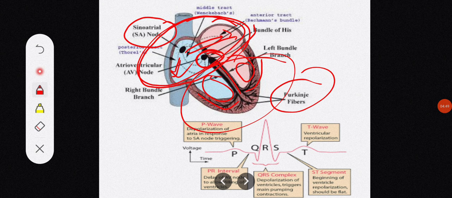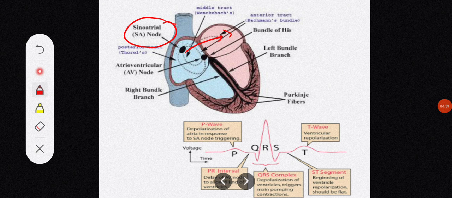Now this excitation wave, once it has travelled through the delay line, will travel through the bundle of His and through the Purkinje fibers. Once it is traveling through the Purkinje fibers that are spread throughout the ventricular muscles, these ventricular muscles will undergo the depolarization process, and after a few milliseconds the ventricular muscles will start contracting.